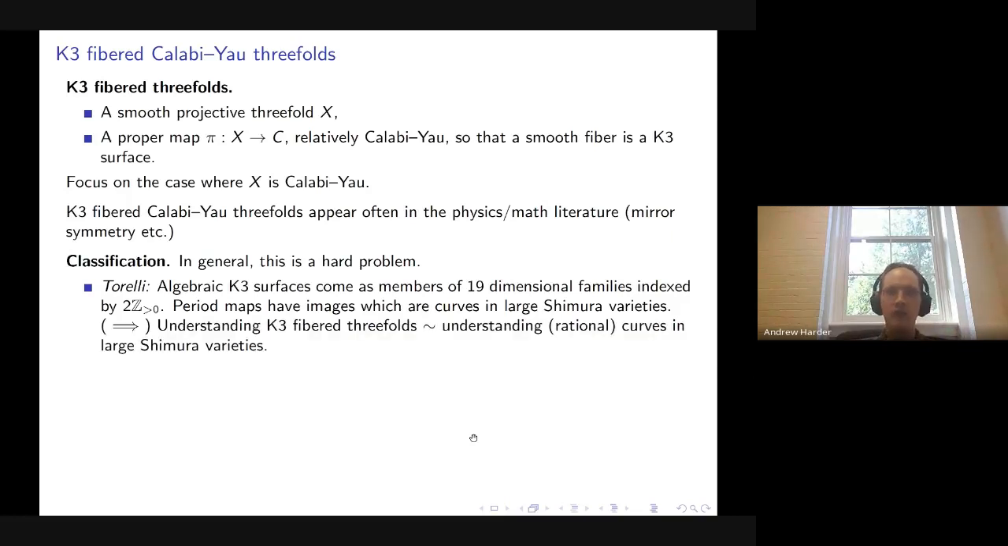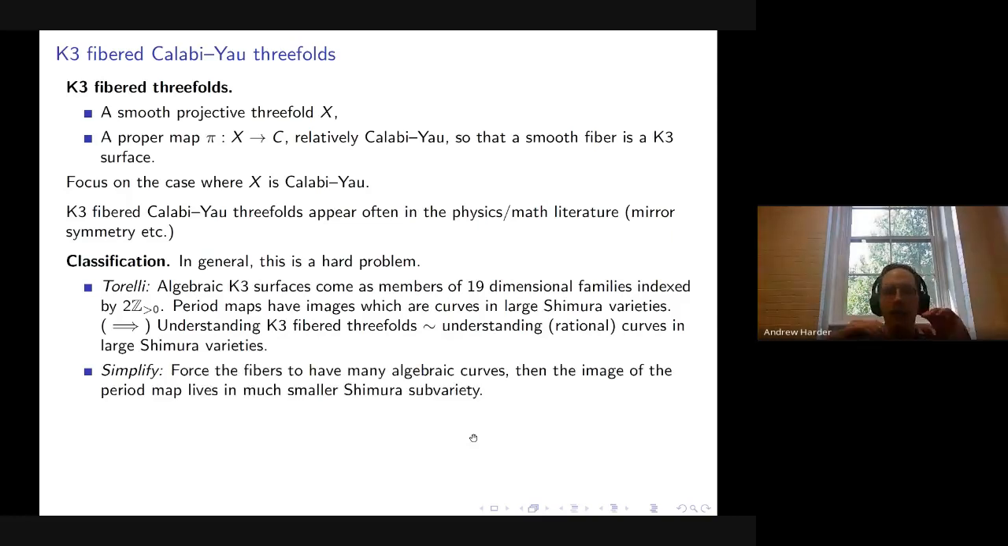So if we want to understand the classification of K3 fibred threefolds, one part of this is understanding rational curves, or more generally maps from curves to very large Shimura varieties, which seems like a hard task. So today what I want to do is simplify this. Instead of allowing a general K3 surface, I want to force the fibers of this map pi to have many algebraic curves.